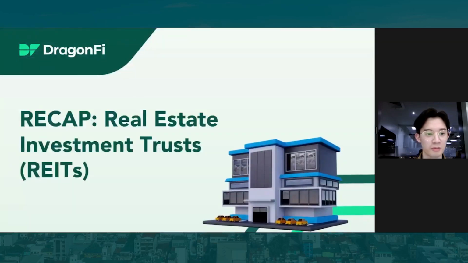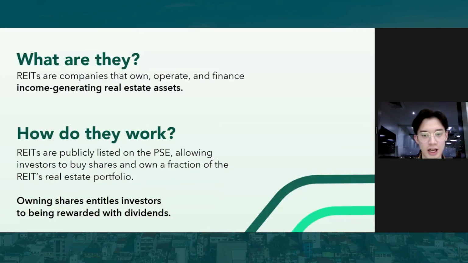Okay, so before we get into the advanced metrics and how to value a REIT, I'll give a quick recap of what we covered in the first part of this two-part webinar series. In the last webinar, we talked about what REITs are and how they work. Next slide. In essence, REITs are companies that own, operate, and finance income-generating assets. They are publicly listed in the PSE and trade like regular stocks, meaning you can buy and sell their shares, owning a fraction of the REIT.